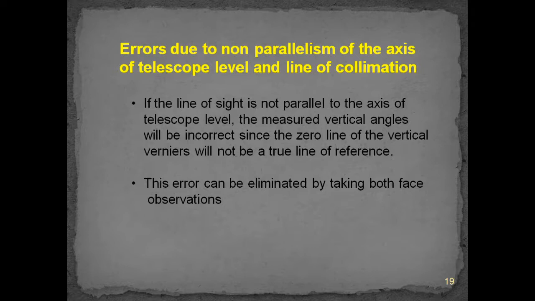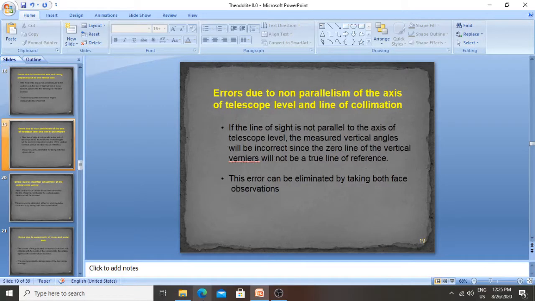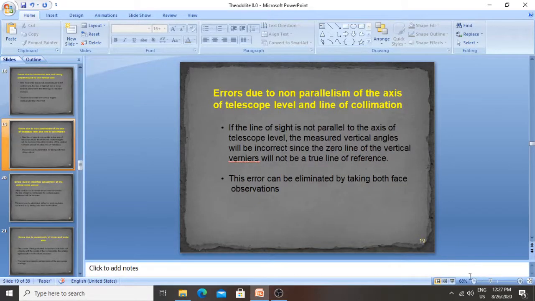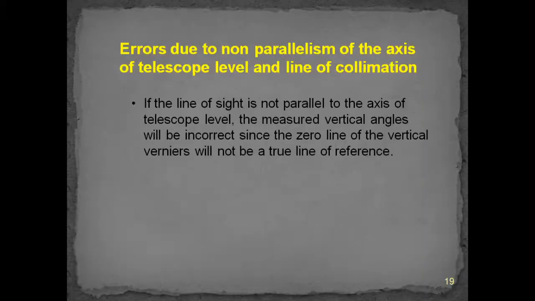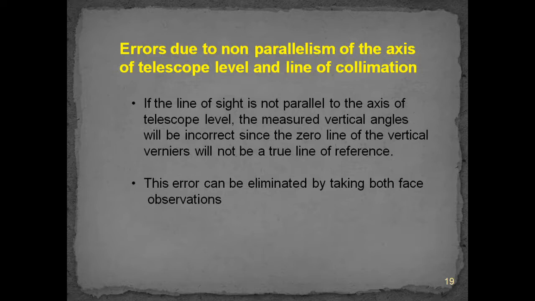So as I said, when you are talking about the measurement of horizontal angles by repetition, this error can be eliminated by taking both face observations.